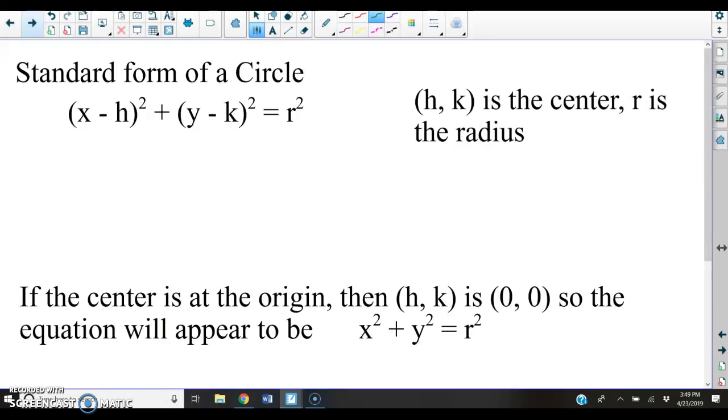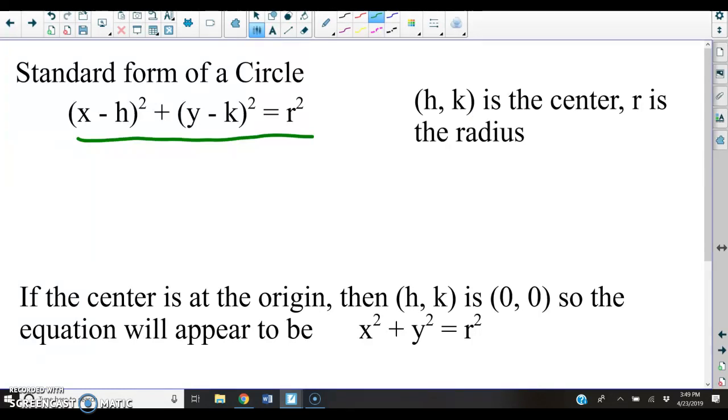The standard form of a circle, the equation for the standard form of a circle is x minus h, the quantity squared, plus y minus k, the quantity squared, equals the radius squared. And (h, k) is the center, r is the radius. So let's look and see how come that can be.